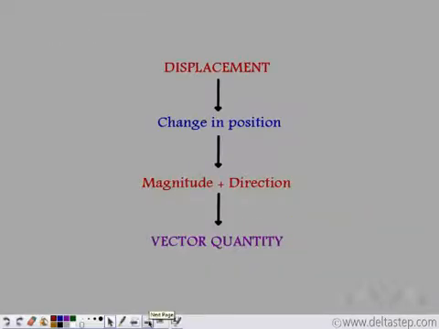So displacement, as the name itself suggests, dis stands for change and placement stands for position. So displacement is a change in position. It requires both magnitude and direction, and hence it is a vector quantity. So distance was a scalar quantity, but displacement is a vector quantity.